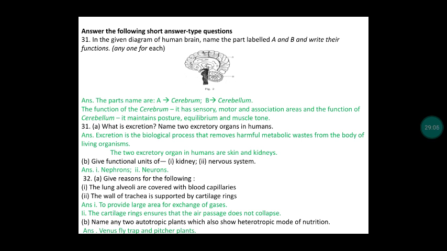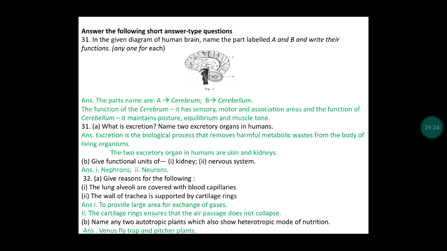Give reason for the following. For number 1, the lungs' alveoli are covered with blood capillaries. The answer is to provide a large area for exchange of gases. And number 2, the wall of trachea is supported by cartilage rings, because the cartilage rings ensure that the air passage does not collapse.